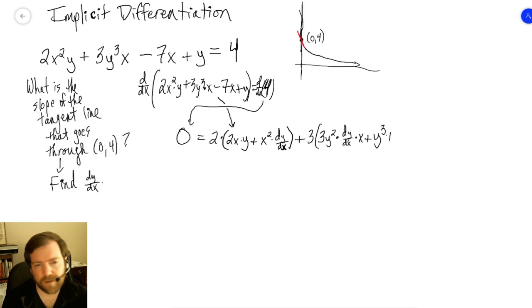I left off the, no, that's fine. We didn't have a 1 earlier. I was thinking we might have. But then we have here a negative 7. And again, dx is going to be 1. So negative 7 times 1. Plus derivative of y is going to be dy dx. And again, that's equal to 0. We already had that. Swap sides.